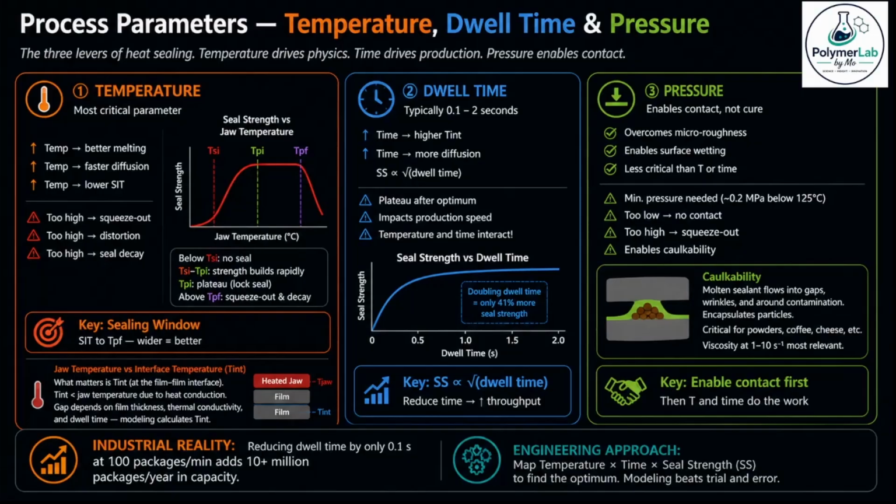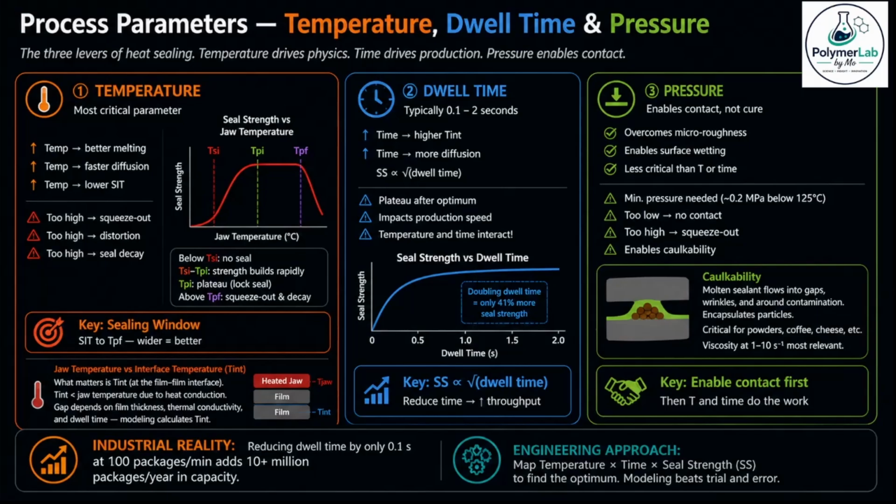The curve we saw earlier, and we have it here, tells the complete temperature story. Below the TSI, no seal. Between TSI and TPI, seal strength builds rapidly. Above TPI, plateau, lock seal behavior. Above TPF, squeeze out and decay. Industrially, you want to operate in the plateau region with a comfortable margin from both TSI and TPF.